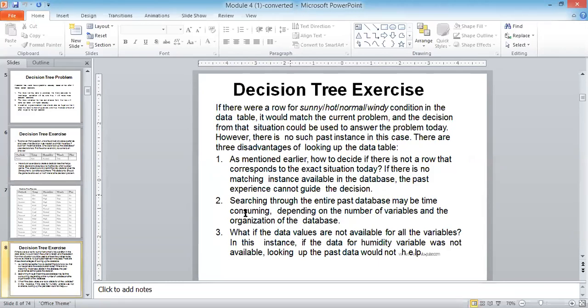This is one problem. The second problem is searching the entire past database. It is a very big time consuming process. And then comes, what if data values are not available for all the variables? You cannot decide based on only two to three variables. If not all the variables are available, again there is a problem with the decision tree.